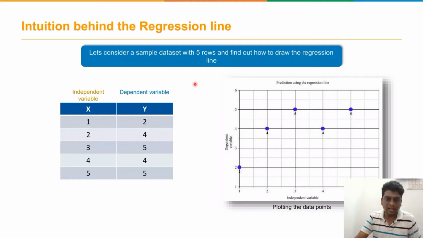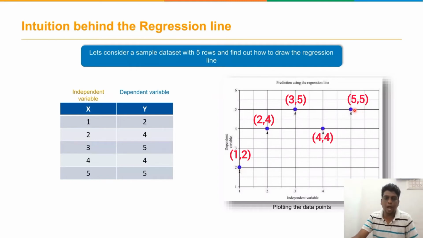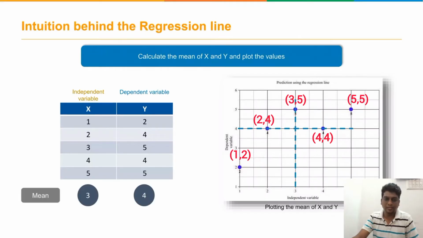Now let us consider a sample data set with x and y and 5 rows. This is x and this is y. Now we can plot a graph for these values: (1, 2), (2, 4), (3, 5), (4, 4) and (5, 5). The first step is to plot the data points. The next step is to find the mean value of the independent and dependent variables. Here it is 3 and here it is 4.